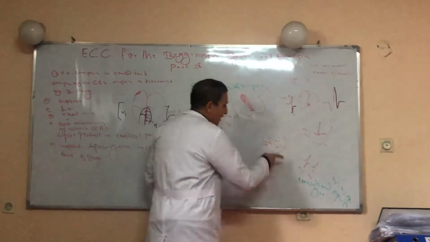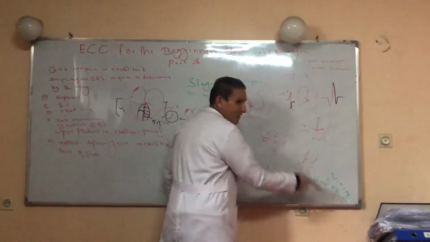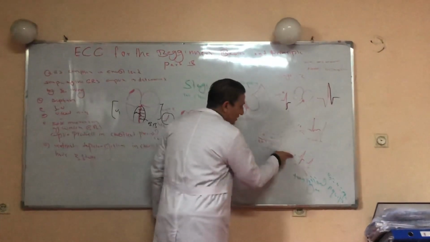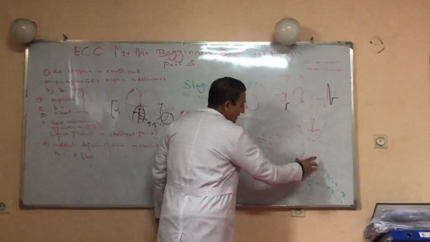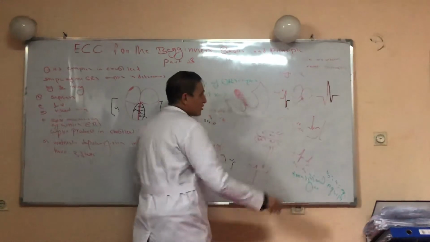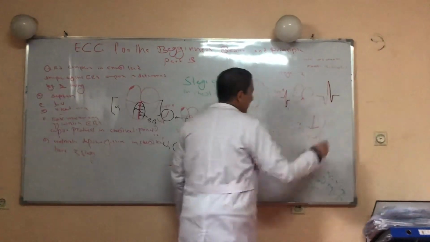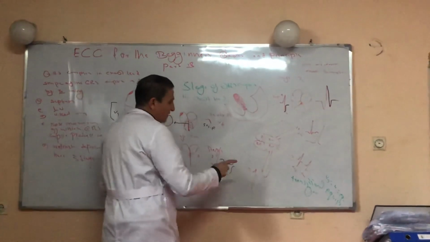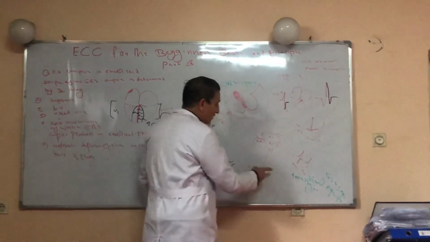And the mechanism is that the electrical impulse moves toward the right angle. Do you know right angle? 90 degrees. Toward the right angle, and they produce an equipolar lead. And now we come to V5 and V6. The R wave in V5 and V6 is larger than in V1, V2, V3 and V4.